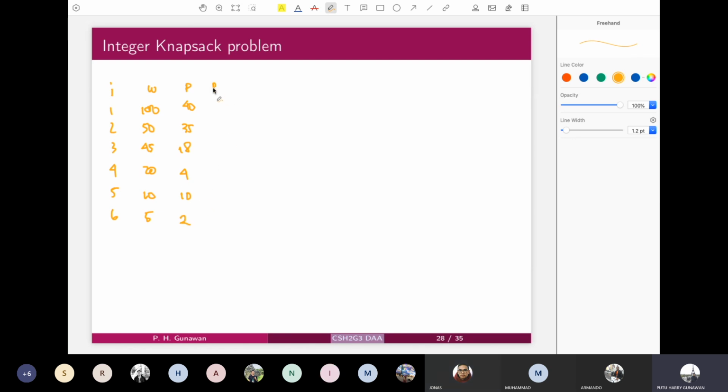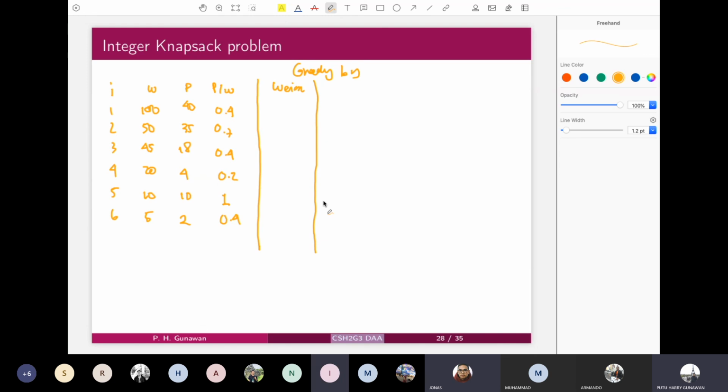So you have the density, P over W, and then you will find this is 0.4, this is 0.7, and this is 0.4, and this is 0.2, and this is 1, and this is 0.4. Okay, so now you want to go greedy by weight. How to do greedy by weight?